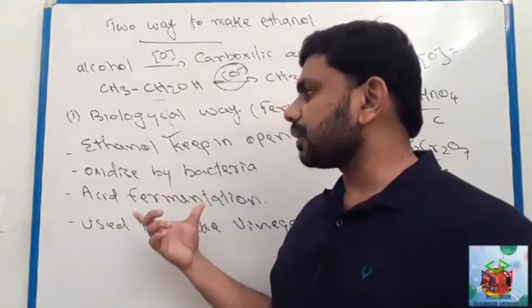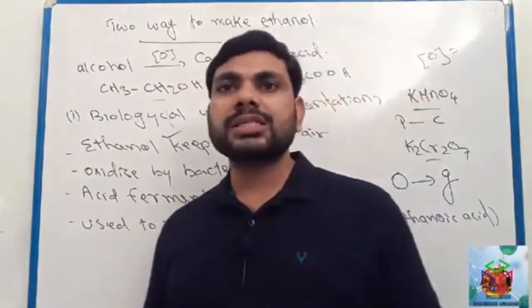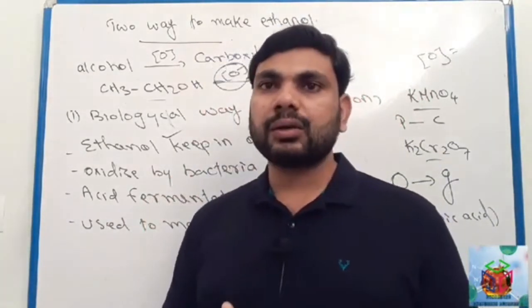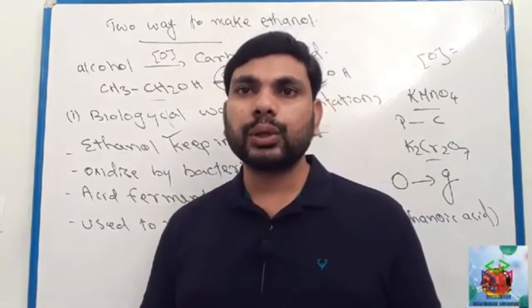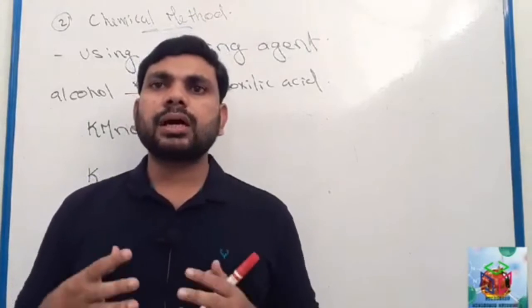Okay, acidic fermentation, this is also called acidic fermentation. This process helps to produce vinegar. Vinegar means dilute ethanoic acid. Clear? Okay, next one, second method to produce carboxylic acid.